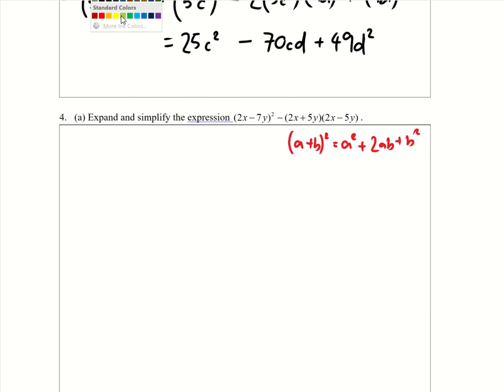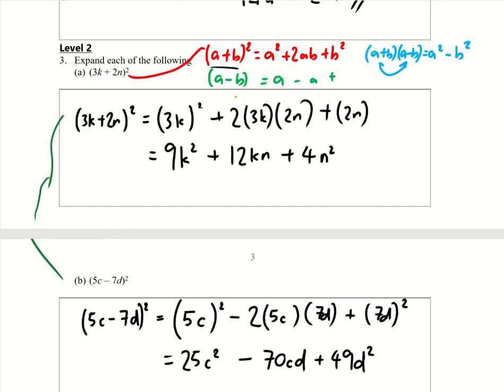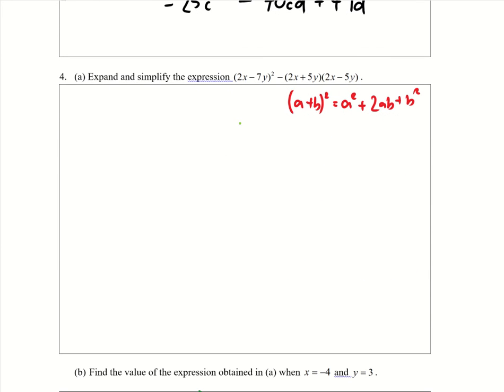Color change to, I was using green, right? Yep, green. Okay, let's use this. So I have a minus b squared equals a squared minus 2ab plus b squared. And then I have a plus b, a minus b, which equals a squared minus b squared.